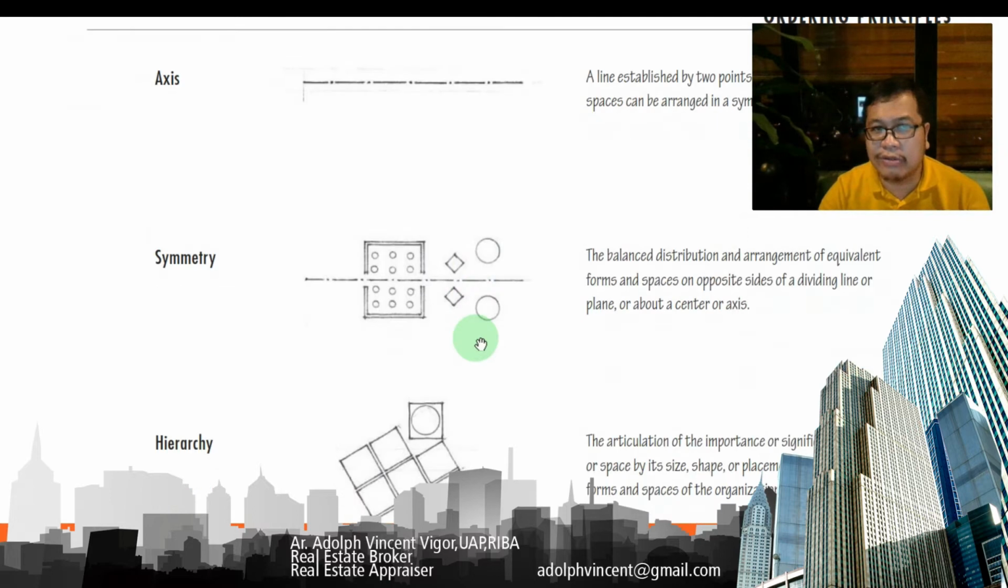Now let's go into symmetry. So symmetry is the balanced distribution and arrangement of equivalent forms and spaces on opposite sides of a dividing line or plane or about a center or axis. So if you look at this, this is symmetry because you could see that the same elements from one side to the other are repeated. And as you can see, class, it also has an axis here. So this is the axis that passes through here.